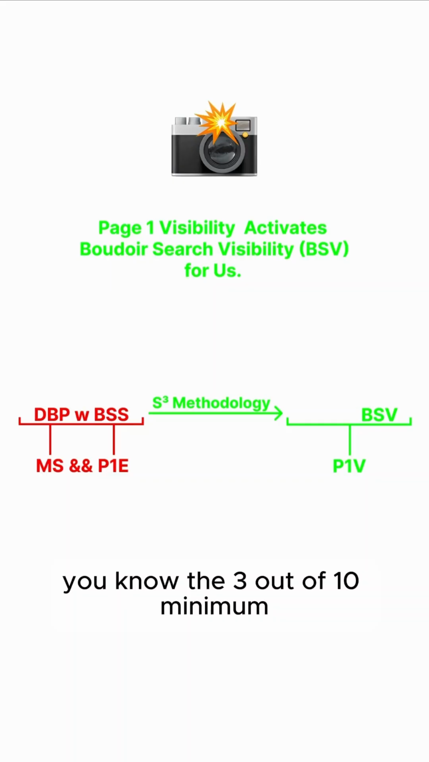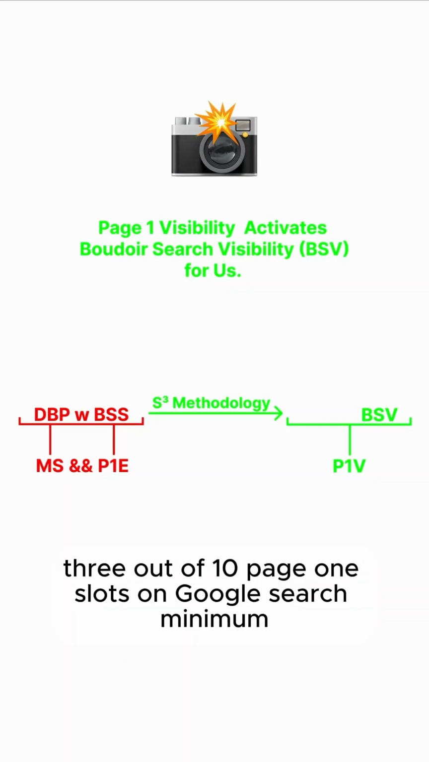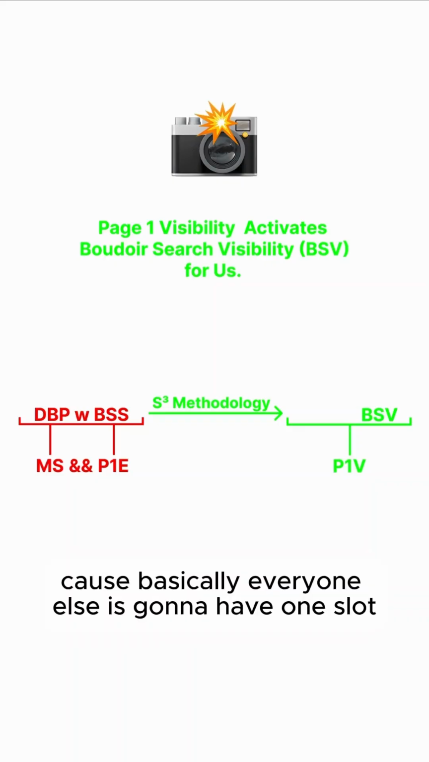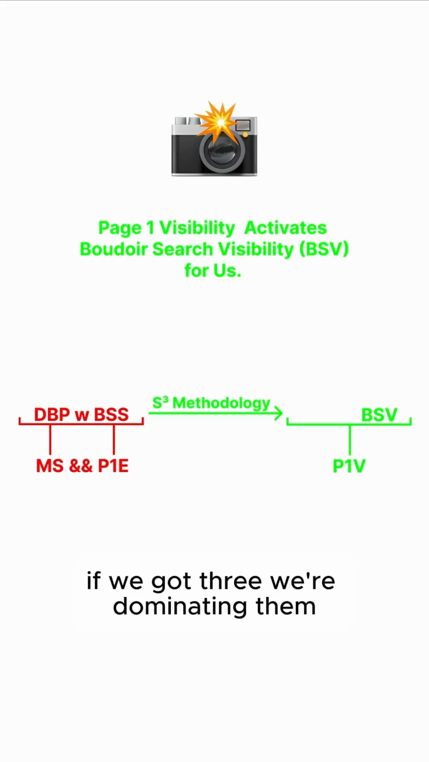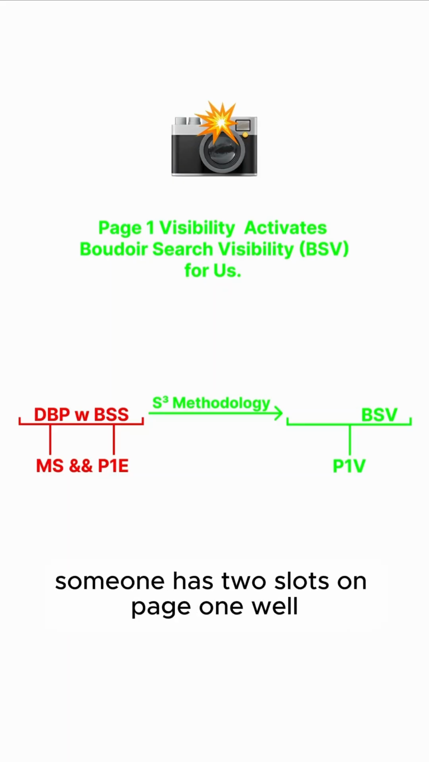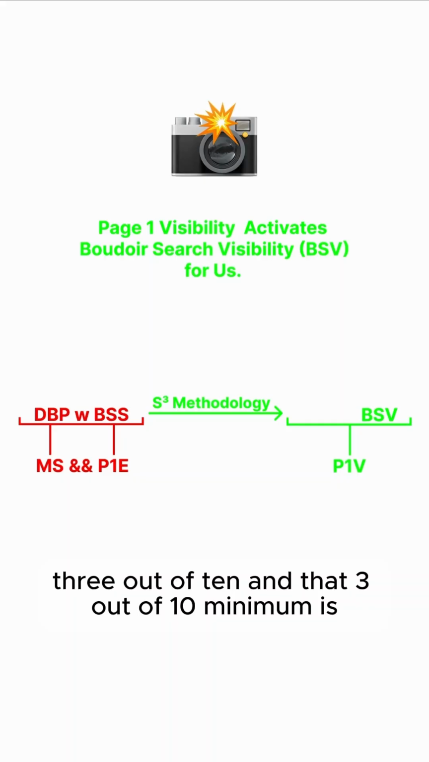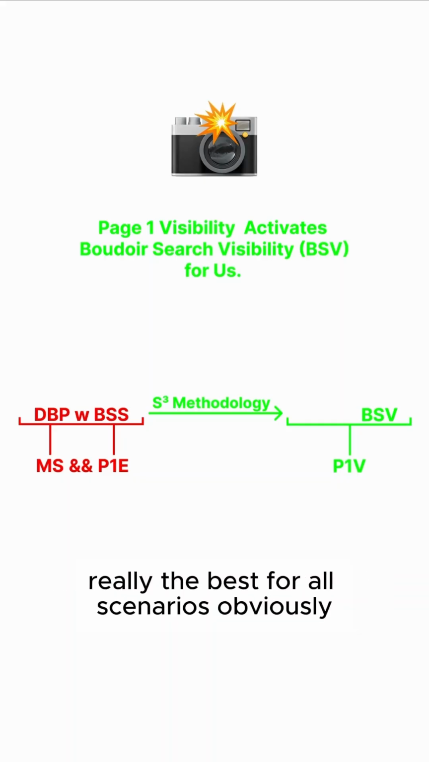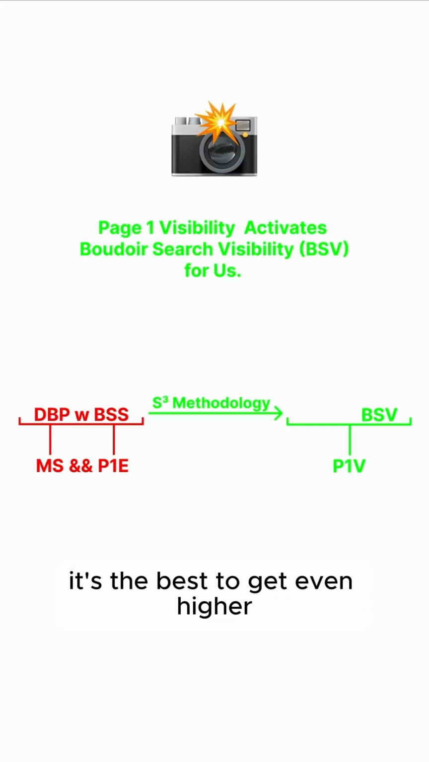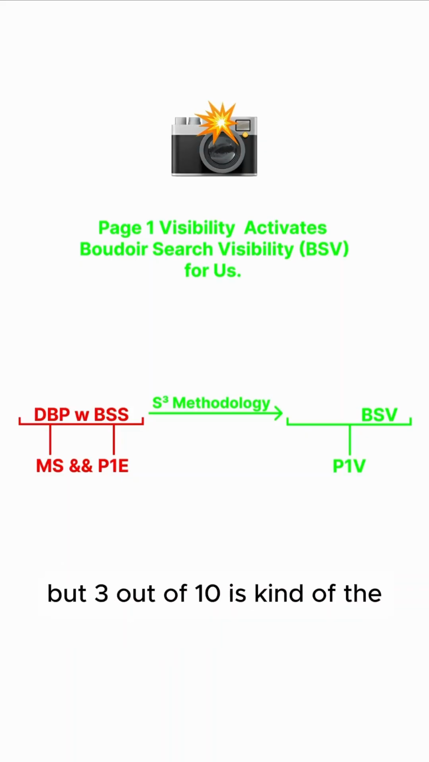The 3 out of 10 minimum, 3 out of 10 page 1 slots on Google search minimum, because basically everyone else can have 1 slot. If we got 3, we're dominating them. And in the ultra range, someone has 2 slots on page 1. Well, we're going to have 3. We're still dominating them. So 3 out of 10 minimum is really the best for all scenarios. Obviously, it's best to get even higher, but 3 out of 10 is the minimum where we want to get to.